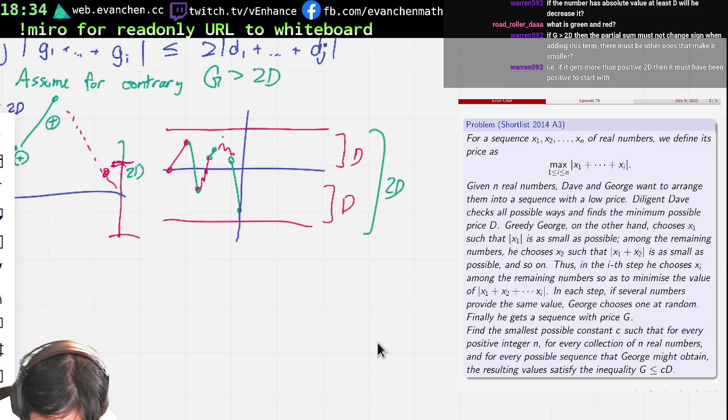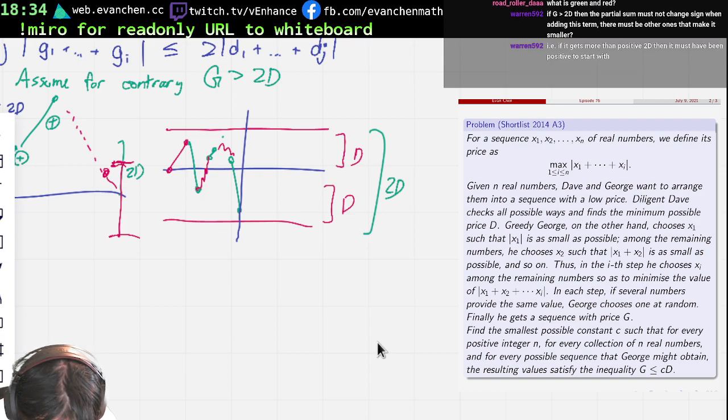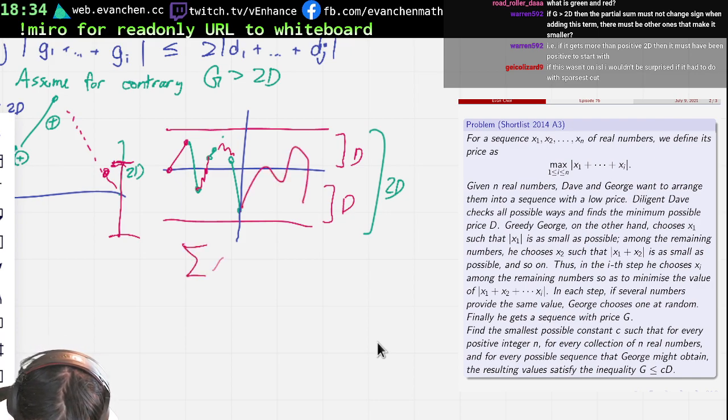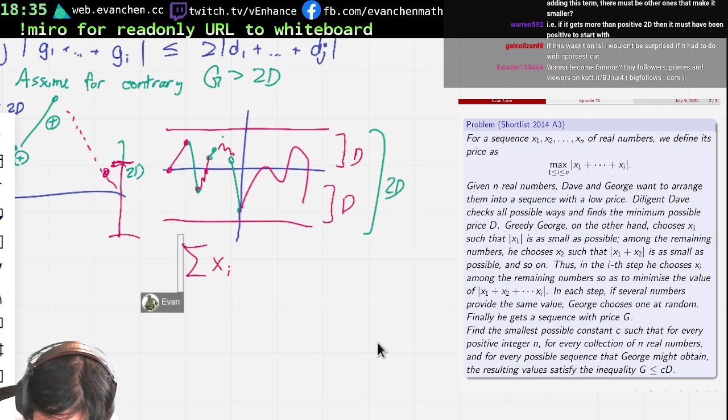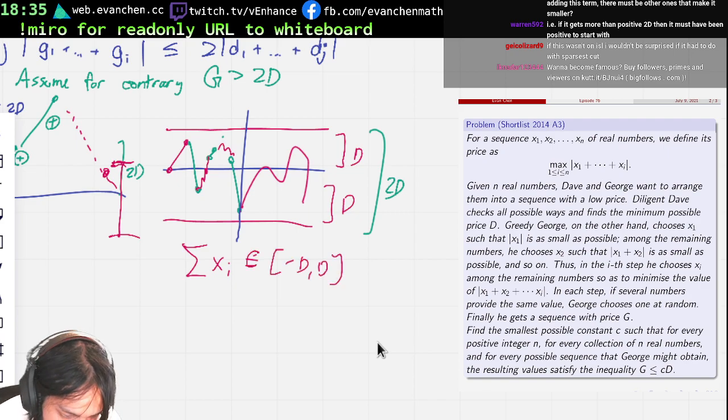And I claim that the absolute sum of the xi is in the interval d to minus d. So because the end location doesn't depend on which sequence you pick, that means, oh, it's another one of these.